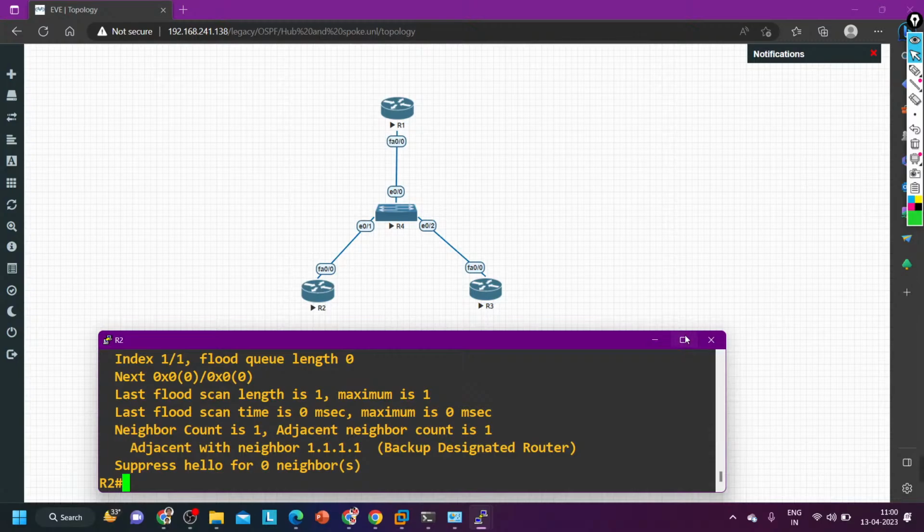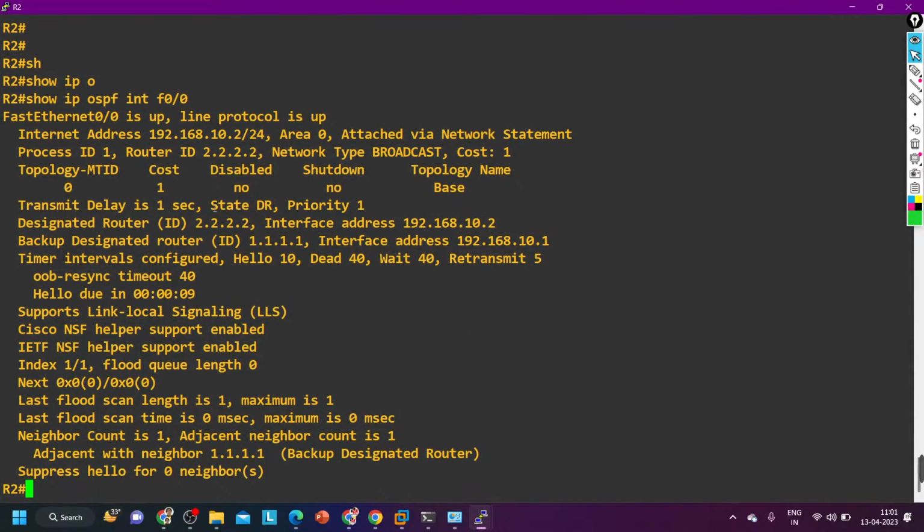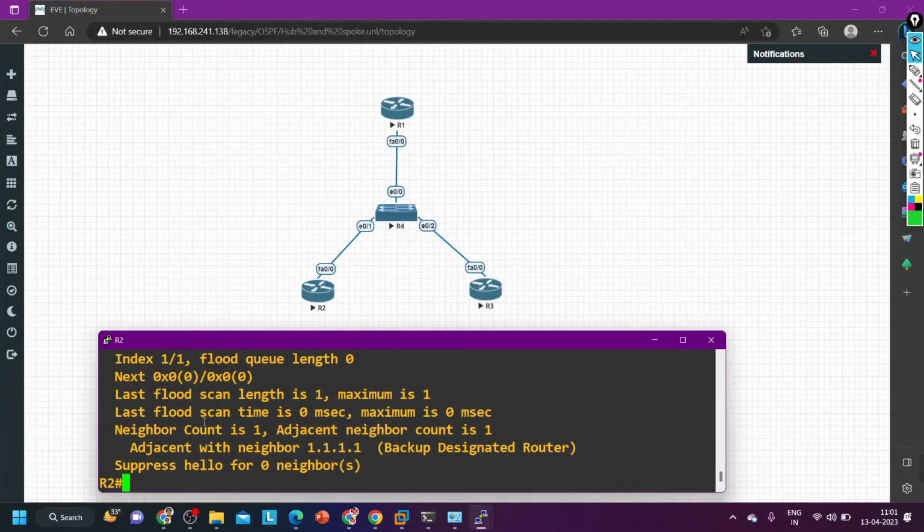So yes, show IP OSPF interface F0/0. This interface is what? DR. Actually, if this router does not receive any hello message with a higher router ID, this router will consider itself as what? DR, yes or no? DR. Yes, sir. So this router is also telling that I am DR. So this is the problem why we cannot use broadcast network type in hub and spoke topology.